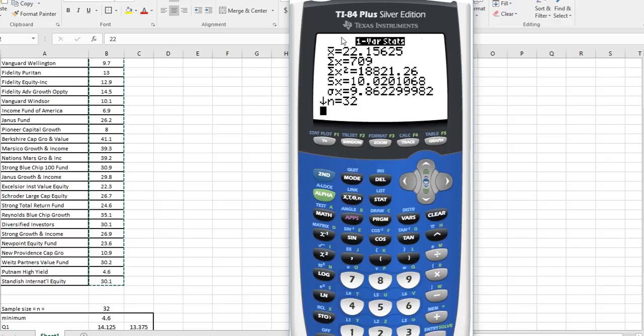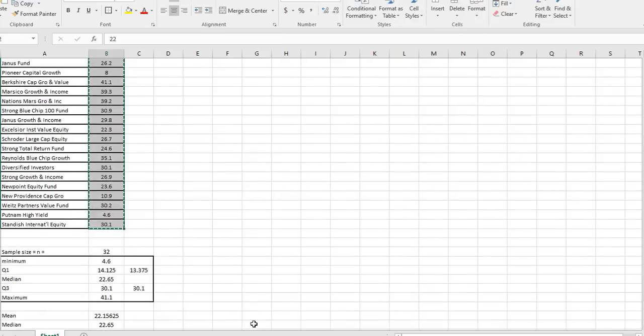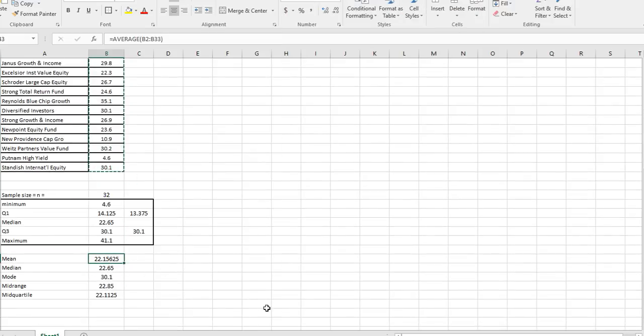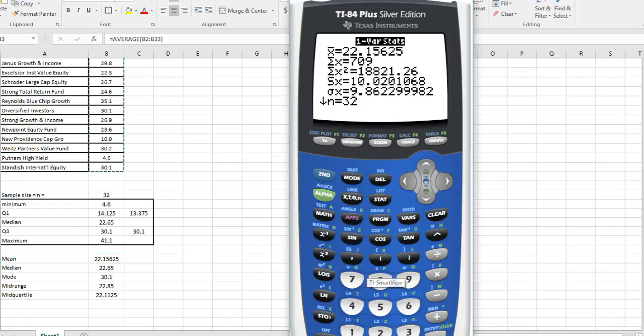If you have the older system, it won't have that little wizard page that I just came up with, but it'll just come up as one variable stats, and then you just say L1 and enter, and it will figure out X bar, which is the mean. So notice Excel had it as 22.15625.